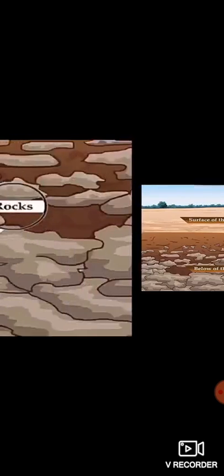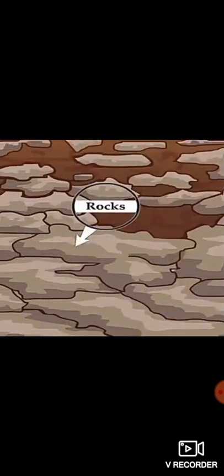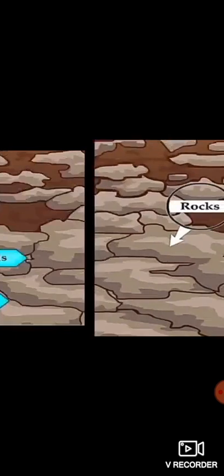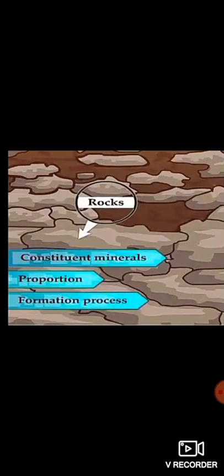As we all know, Earth's crust is hard. It is made up of rocks and soil. Now where are these rocks found? These rocks are found on the land surface and also below the earth. Now what are rocks? Rocks are a mixture of different minerals which are formed by natural processes in the lithosphere. The properties of rocks depend on the constituent minerals. Okay, that means what minerals are used, their proportion, and their formation process.